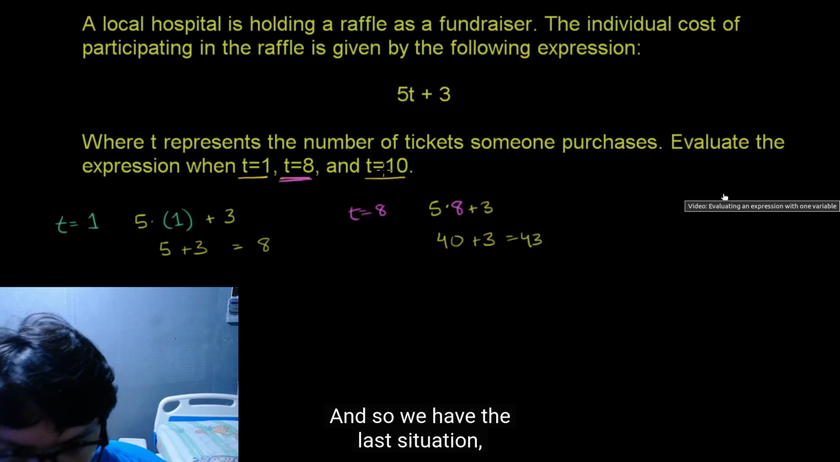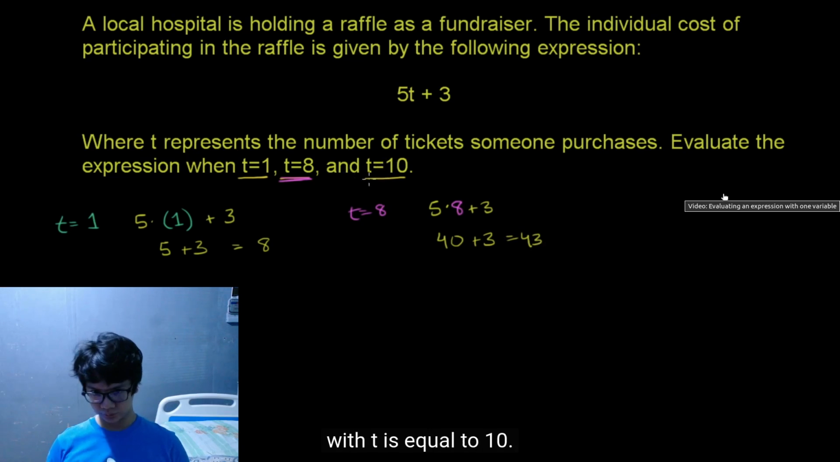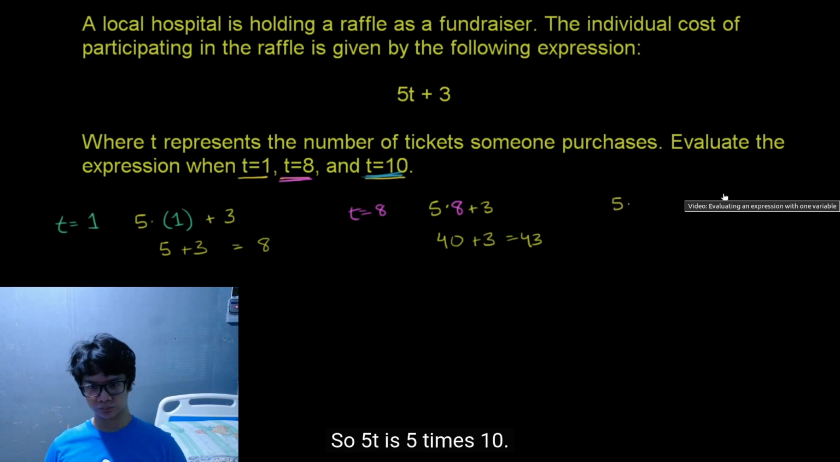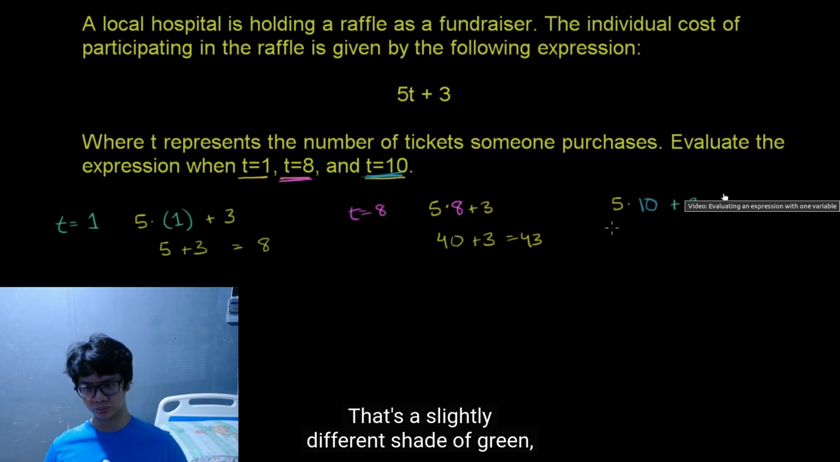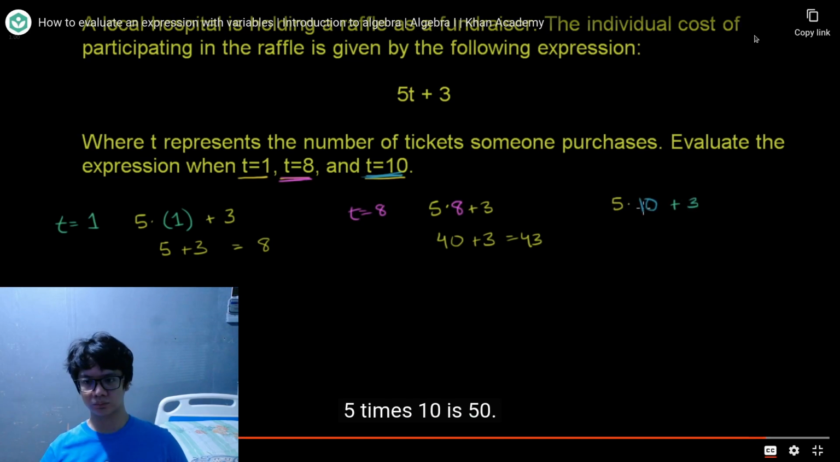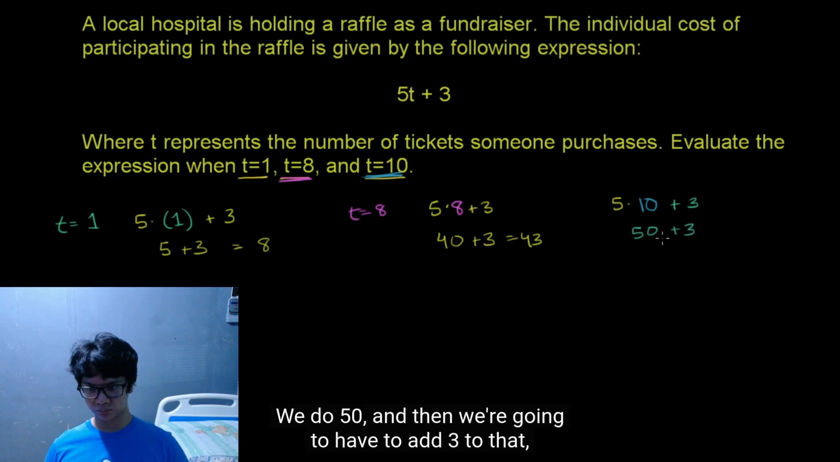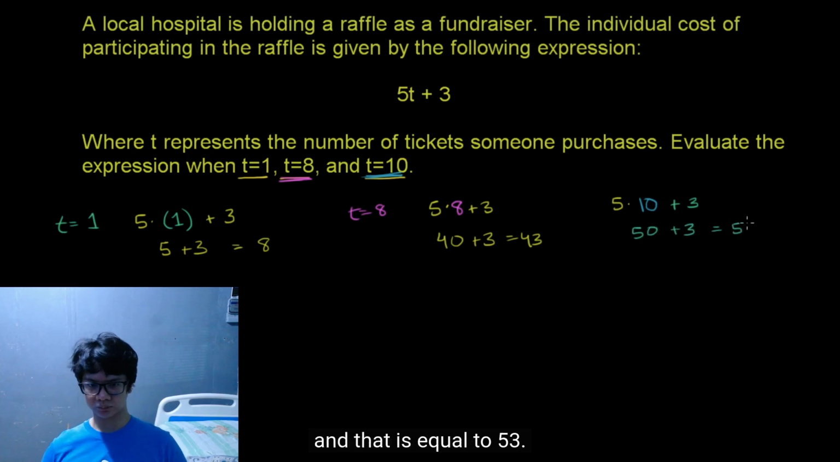And so we have the last situation with t is equal to 10. So we have 5 times 10. So 5t is 5 times 10. Instead of a t, we put a 10 there. 5 times 10 plus 3. 5 times 10 is 50. We do 50, and then we're going to have to add 3 to that, and that is equal to 53. And we're done.